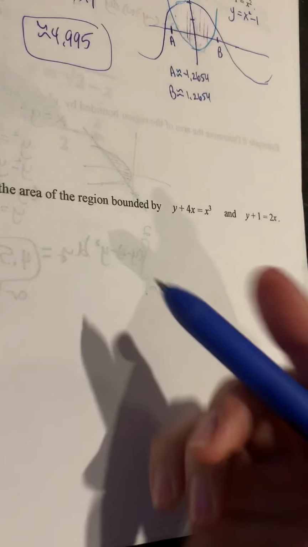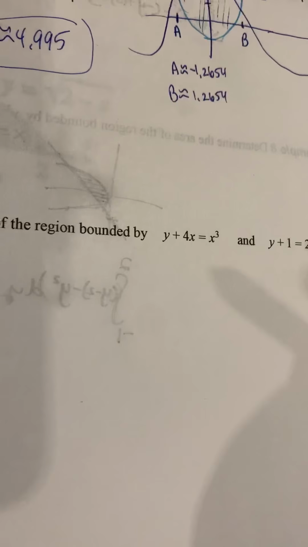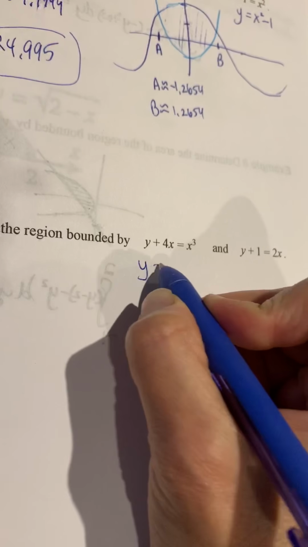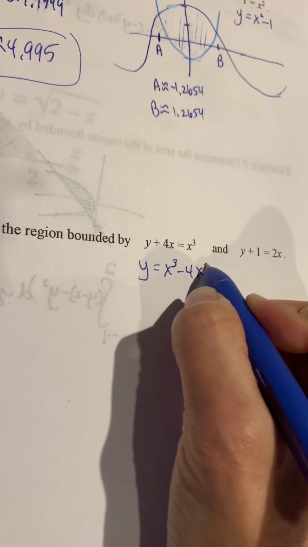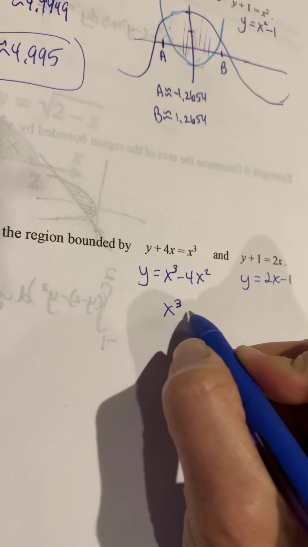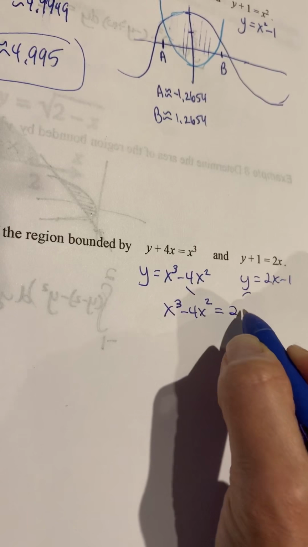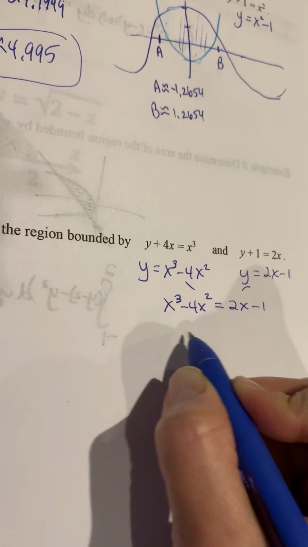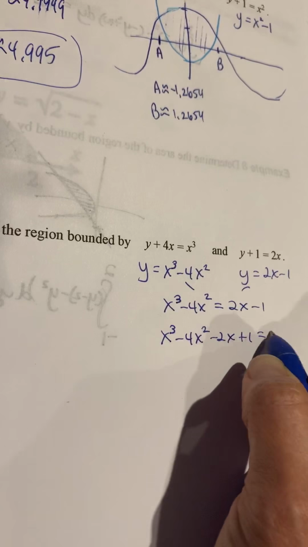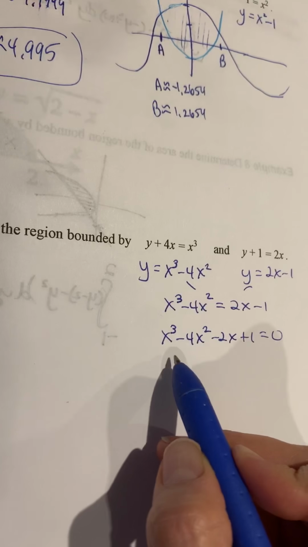So now we have this one, determine the area of the region bounded by these two. Definitely can get y alone, so let's do that. So y is equal to x cubed minus 4x squared. Y is equal to 2x minus 1. I'm going to try and see if I can set these two guys equal to each other, right? So that's 2x minus 1. If I had a calculator, I would just type that in my calculator and find the zeros of it, if I can.